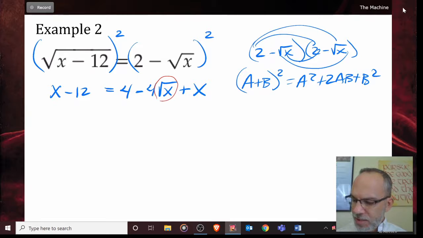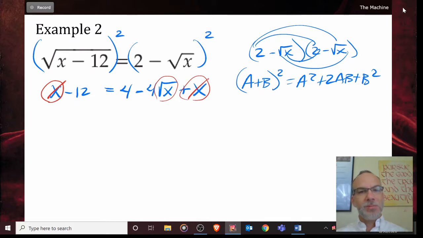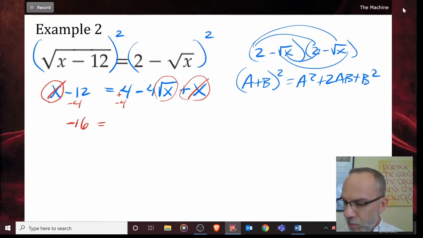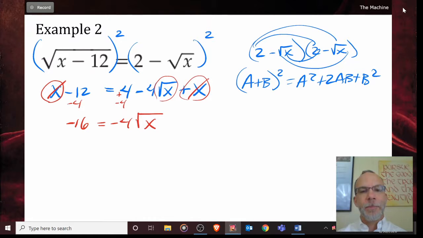The first thing I notice is that I got an x on both sides, just plus x and plus x. If I were to subtract x from both sides of the equation, both of those would cancel. So that's gone, okay? And so let me do this at this point now. This is positive 4. Let me subtract 4 from the right and subtract 4 from the left. So this is negative 16 is equal to negative 4 now times the square root of x. That's what I have when I simplify.